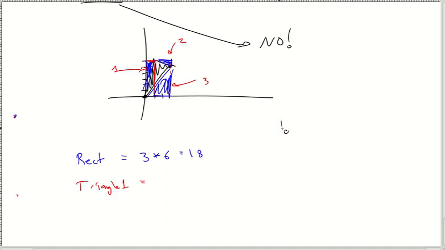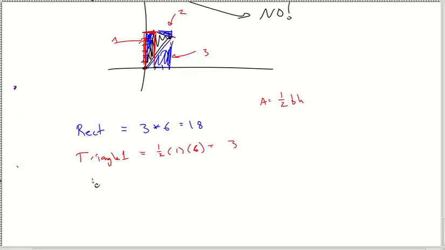Because every triangle is 1/2 base times height. That's going to be my little area for each triangle. So I got a height of 1, and I got a base of 6. So I got 1/2 times 1 times 6. And so I got a 3. Oh, my notes are all kind of mixed up. That's okay. So triangle 2.